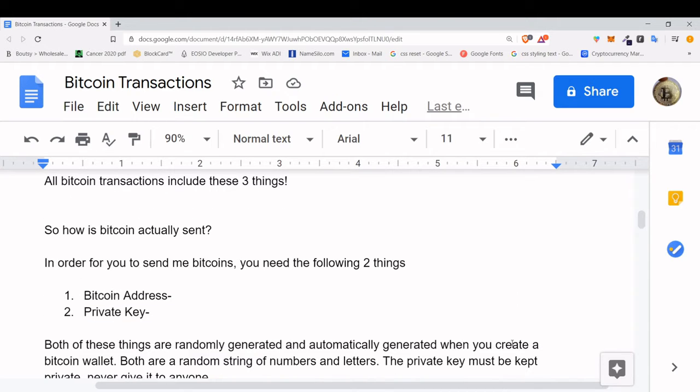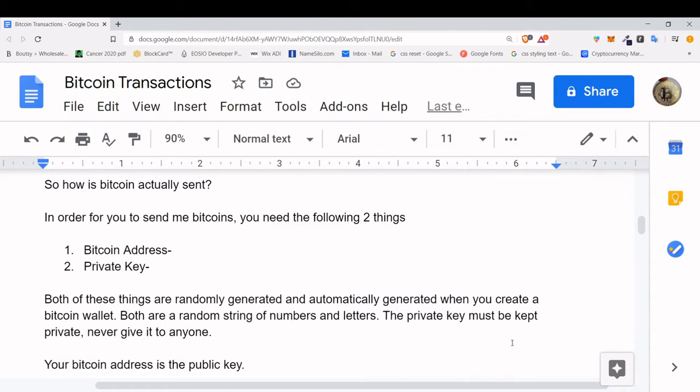So how is Bitcoin actually sent? In order for you to send me Bitcoins, you need the following two things: a Bitcoin address and a private key. Both of these things are randomly generated and automatically generated when you create a Bitcoin wallet. Both are a random string of numbers and letters.